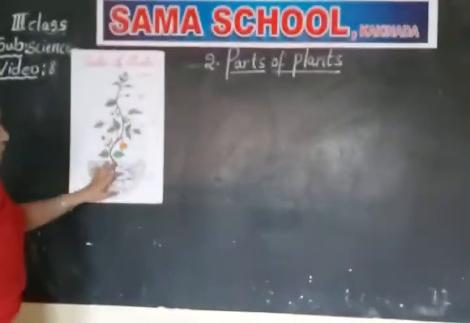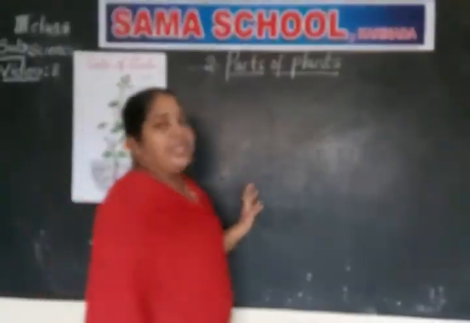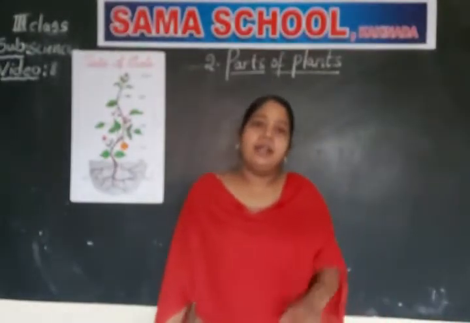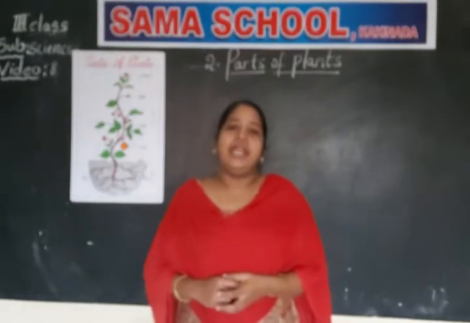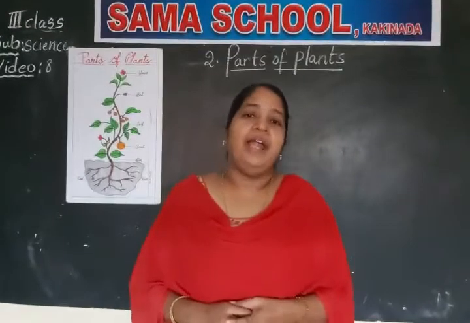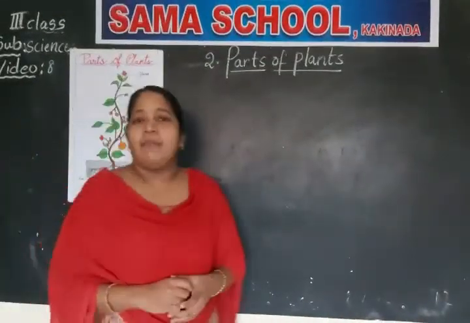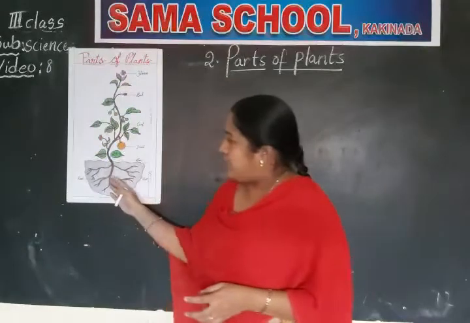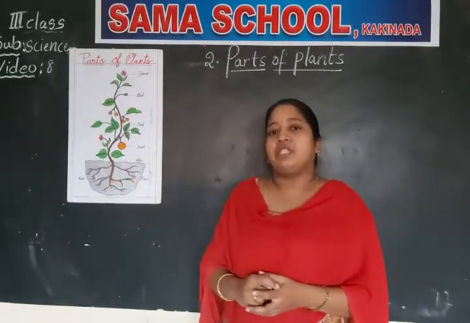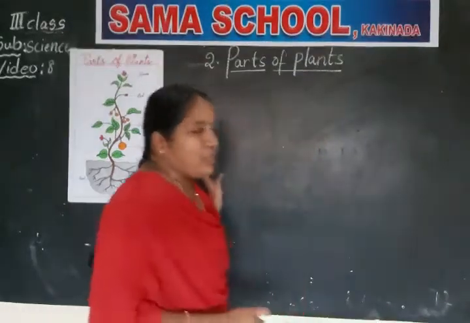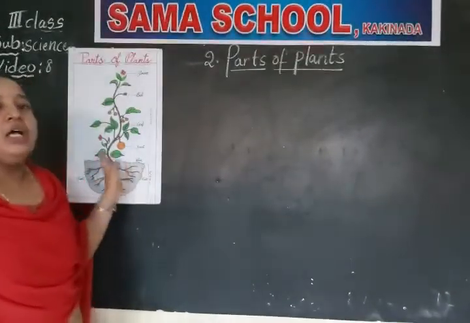We have already completed root part and types of roots. Children, tell me how many types of roots are there? There are two types of roots: taproot and fibrous root. And what is the main function of roots? The main function of roots is to absorb water and minerals from the soil. Absorb means to take water and minerals from the soil.